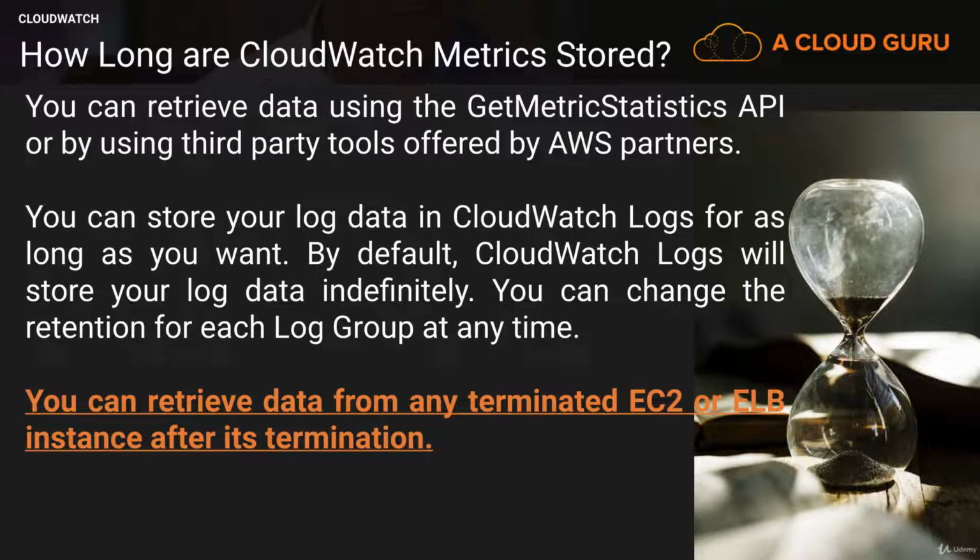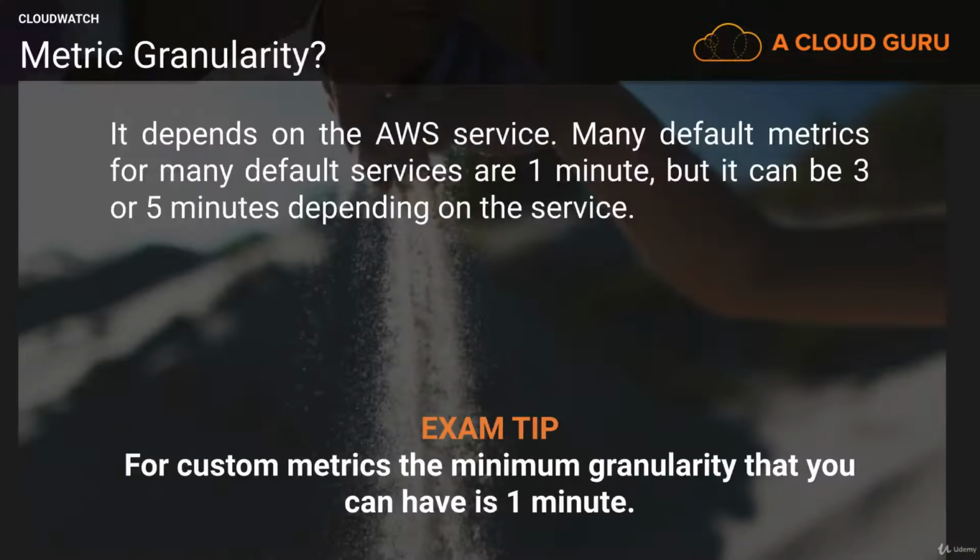And you can also retrieve data from any terminated EC2 or Elastic Load Balancer instance after its termination. So do bear that in mind as well. In terms of metric granularity, it really depends on the AWS service. Many default metrics for many default services are 1 minute, but it could also be 3 minutes or 5 minutes depending on the service. Now you get basically normal monitoring and detailed monitoring.